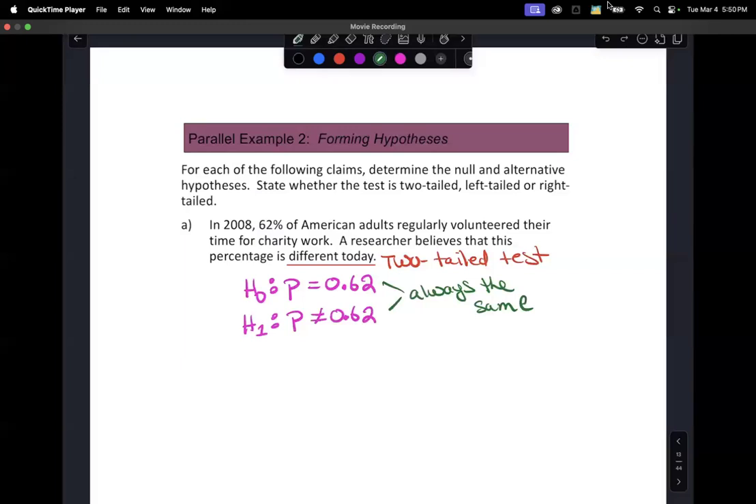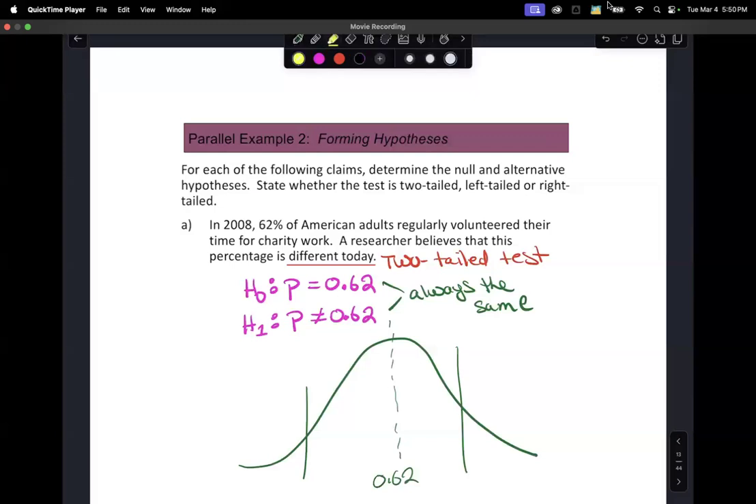Okay, I'm going to show you what this is going to look like when we do our math. So this is a two-tailed test. I don't have my alpha yet, so we're going to be using alpha again. I'm just going to give a rough drawing. My 62% is right here. And I created a confidence interval. So my confidence interval is this space right here.